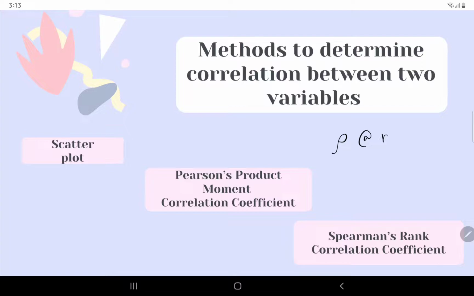Okay, the first method is using scatter plot. Second, using Pearson's product moment correlation coefficient. Third method is using Spearman's rank correlation coefficient. Tapi yang Spearman ni tak masuk dalam syllabus. You all hanya kena tahulah ini adalah method untuk cari correlation, tapi kita tak belajar yang ni. Kita hanya belajar macam nak buat scatter plot and Pearson product moment correlation coefficient.